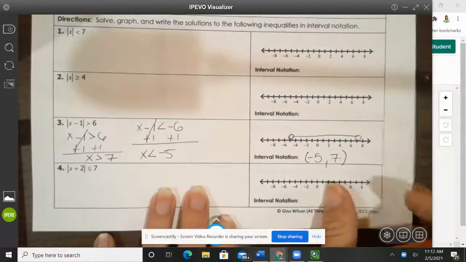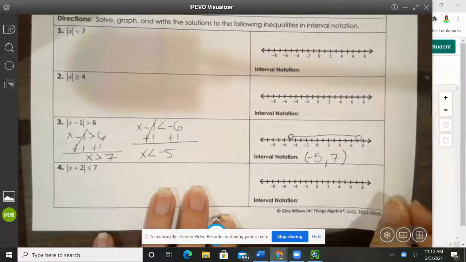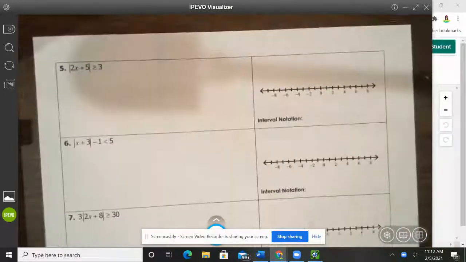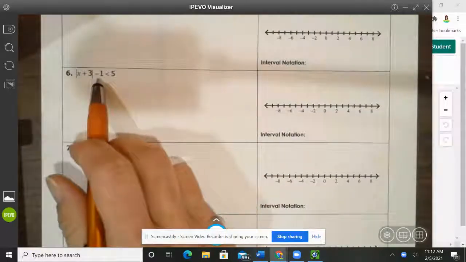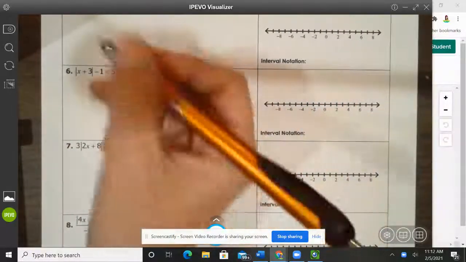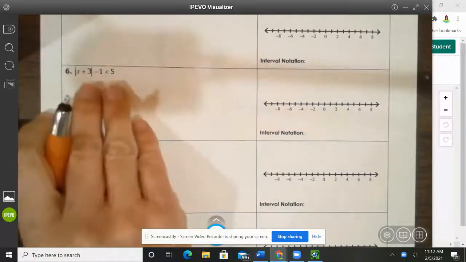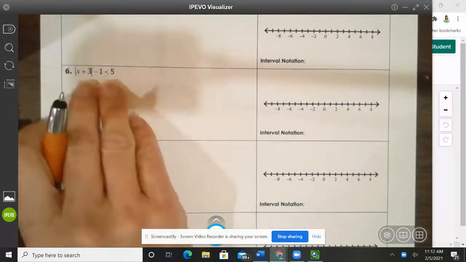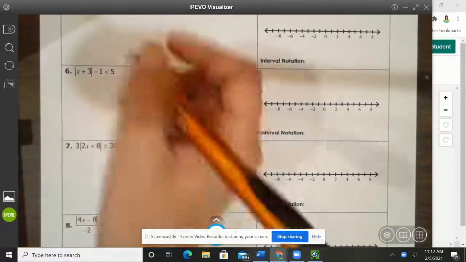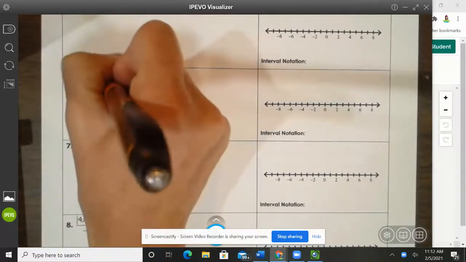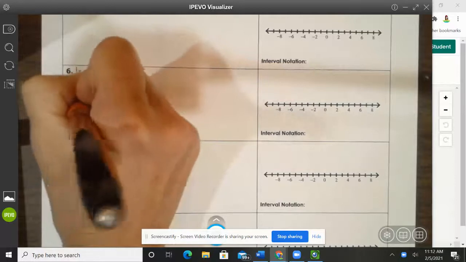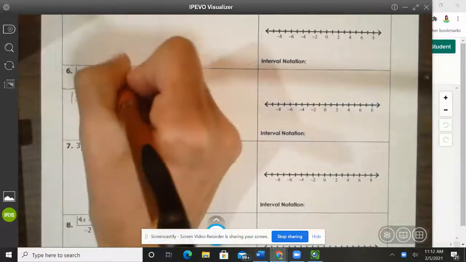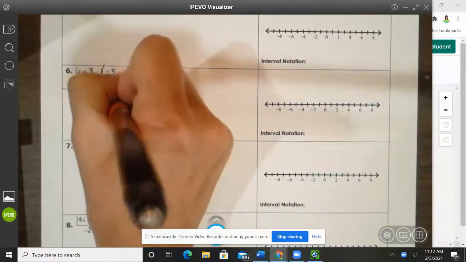All right, so then let's do one that has more stuff here, like something like this. So we're going to get rid of anything that's outside. We're isolating the absolute value first. So let's do that. So plus 1, that goes away here, and I have the absolute value of x plus 3 is less than 6.